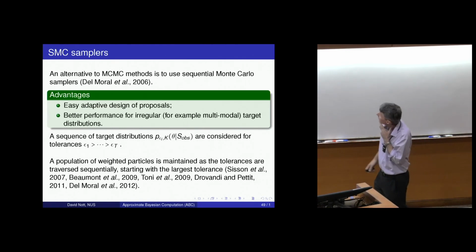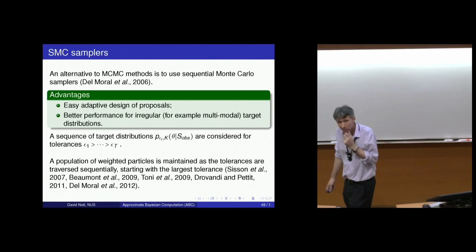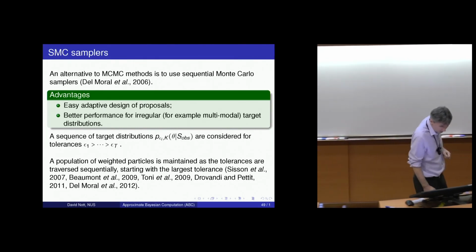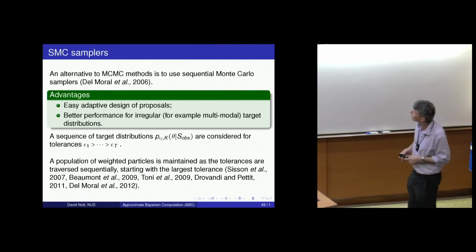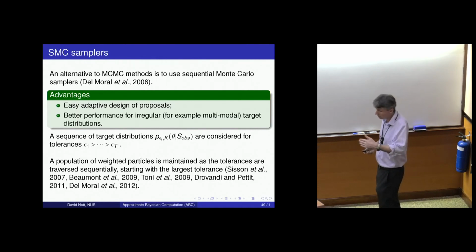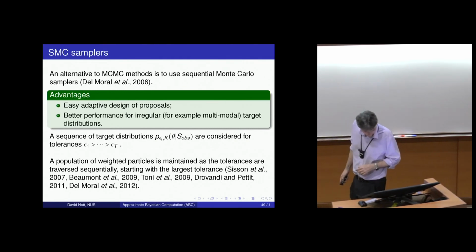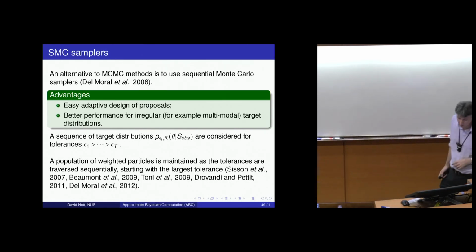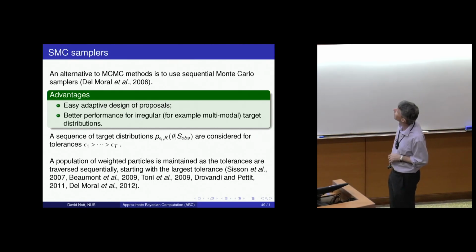I'm not going to describe SMC samplers in great detail. We have many experts in the audience, particularly AJ, I'd say. But the idea is you consider a sequence of targets and then you've got a population of weighted particles being maintained, and you traverse the tolerances sequentially, starting from large to small. And through a combination of reweighting and resampling and ABC MCMC type moves, you can design a very efficient and automated kind of sampler. Okay.